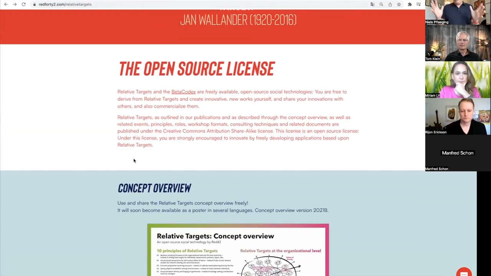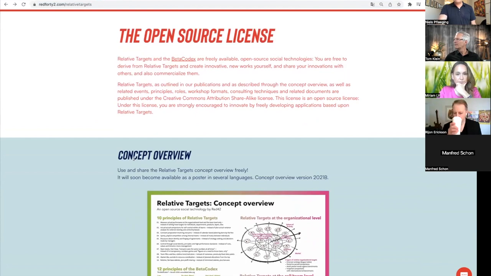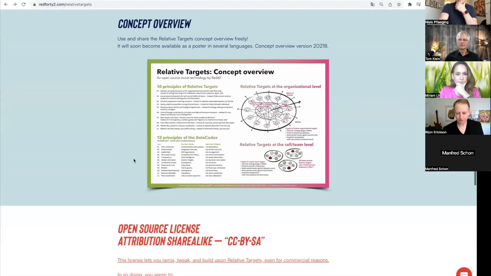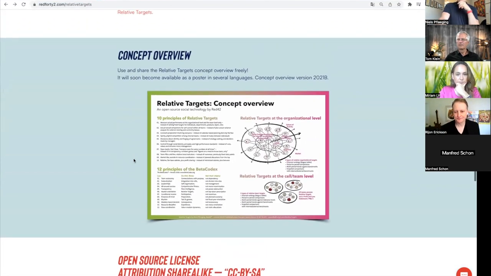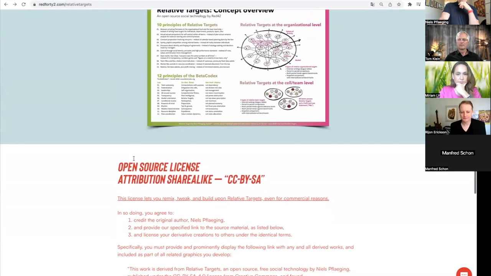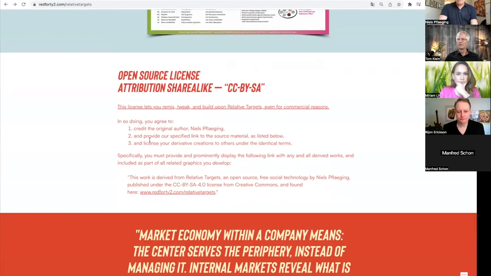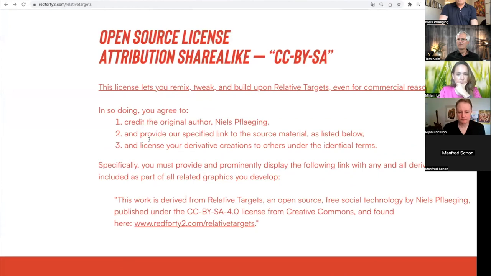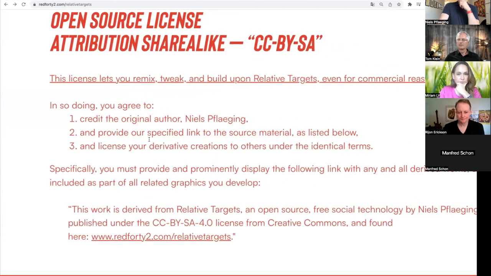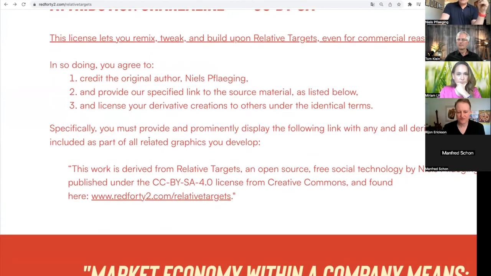I'm showing you this because it's all part of explaining how this works. This is the open source license. It explains that you can use relative targets freely. There's a concept overview, and here's the open source license, which tells you, okay, if you want to make use of relative targets, you could do so. You only have to credit the original author, point one.